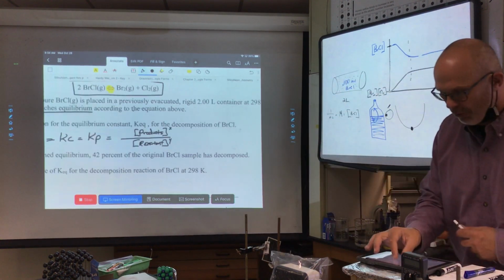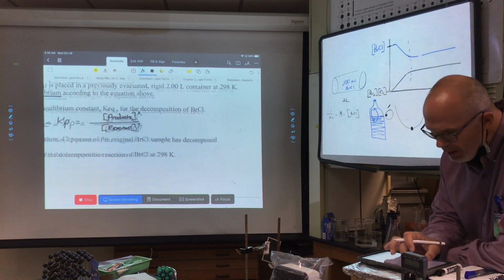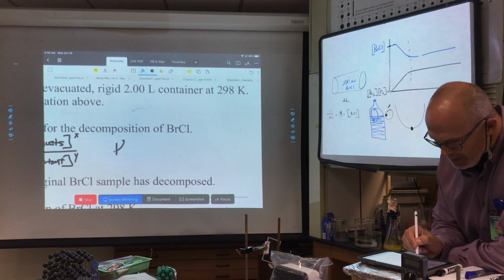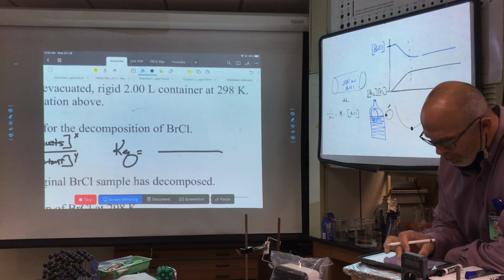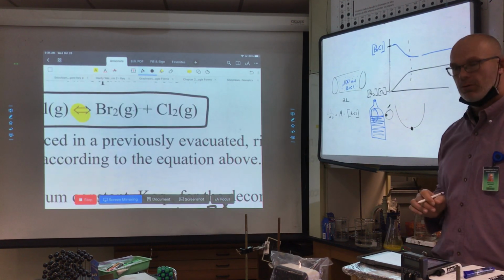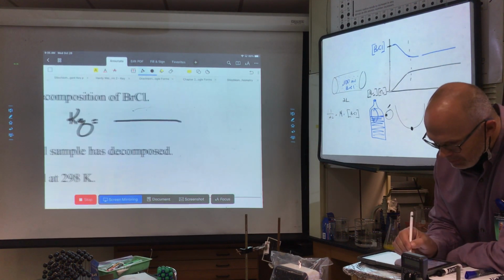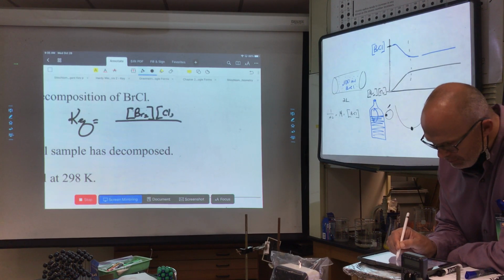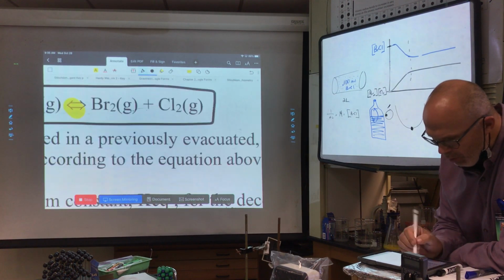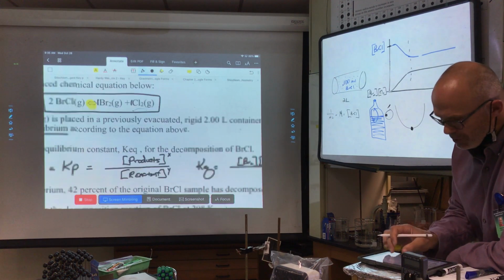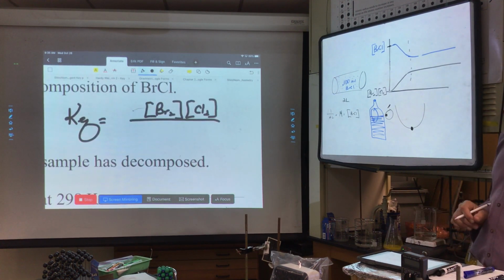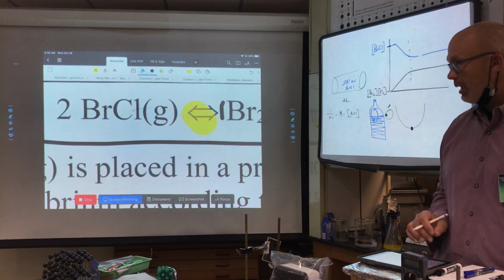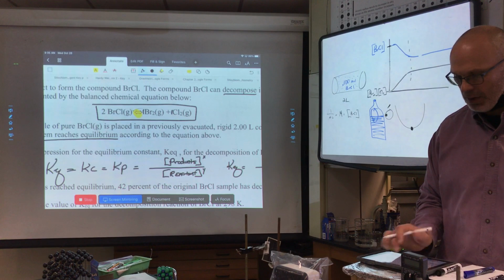So let's write the formula for this reaction. K_eq or K_c, it's the same thing. Let's go find the products. Oh, there's my products. So the products are the concentration of Br2 and the concentration of Cl2. And because the coefficients are 1, they go to the first power. I don't have to write that. Products over reactants. Who are my reactants? And what's the coefficient? And notice they're all what?